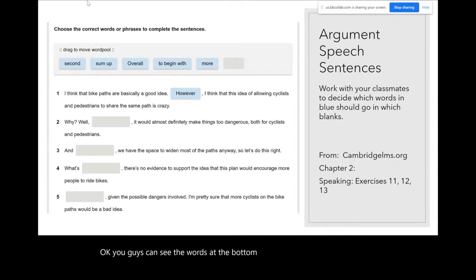And number five. Do you guys know what overall is? Overall is like when you're going to summarize something. Oh, okay, thank you. Yes, I'm not pretty sure about it. Number 5, it's more. Hmm. It also could be overall. Yeah, I think so.